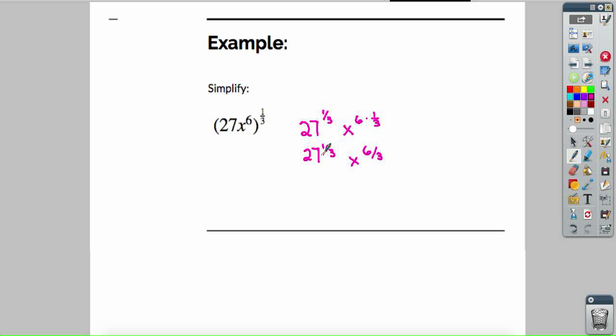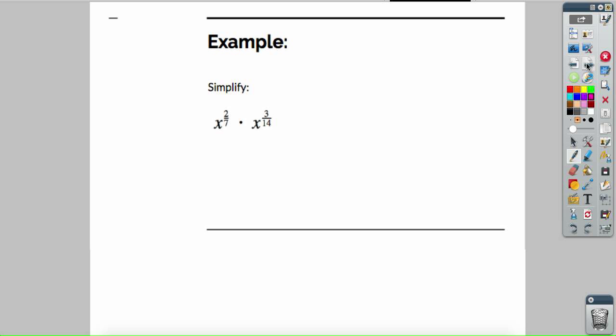27 to the 1/3 should come right from our chart. It's the cubed root of 27, and that's 3. X to the 6/3 power, I'm going to go ahead and simplify that fraction, and I get 3x squared. So our exponent rules are going to follow just like they always have.